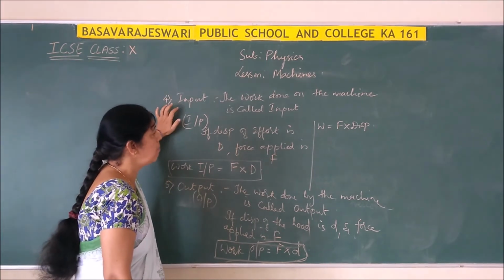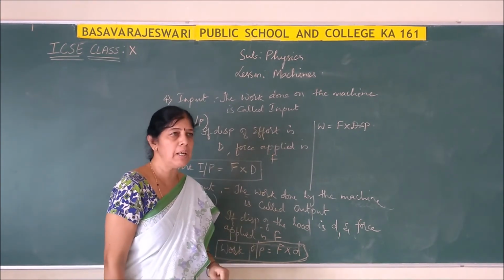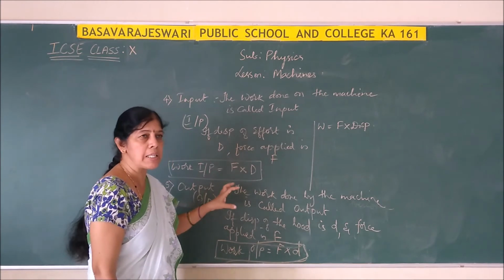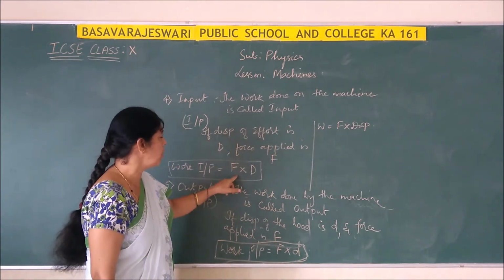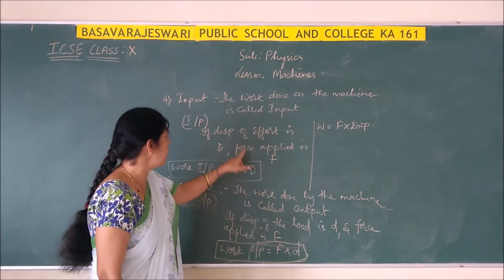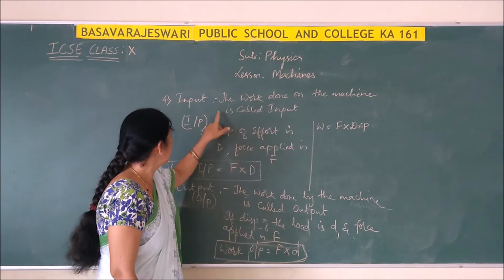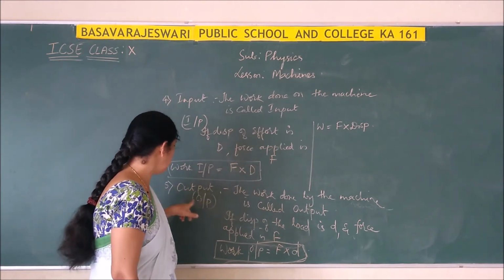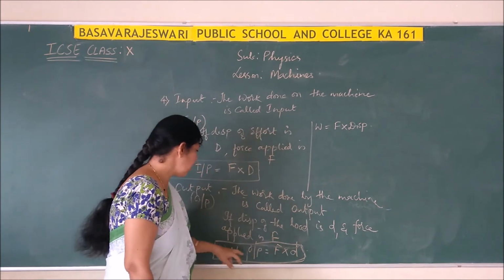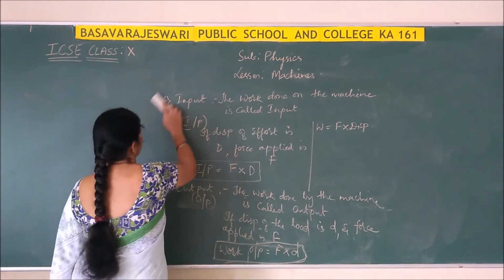Remember, input is nothing but the work done on the machine and output is nothing but the work done by the machine. Whether it is input or output, here work is done. So, I am substituting for work done force multiplied by displacement. If I take the displacement of effort as capital D, then the input will be equal to F into D. If I take the displacement of the load as small d, then work output will be equal to F into small d. Okay.